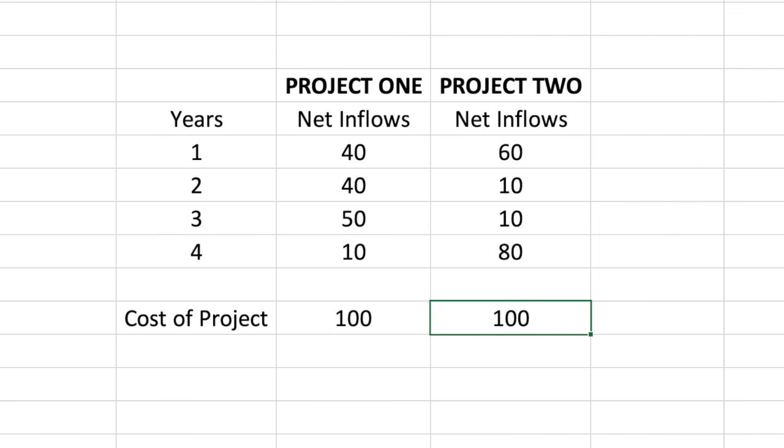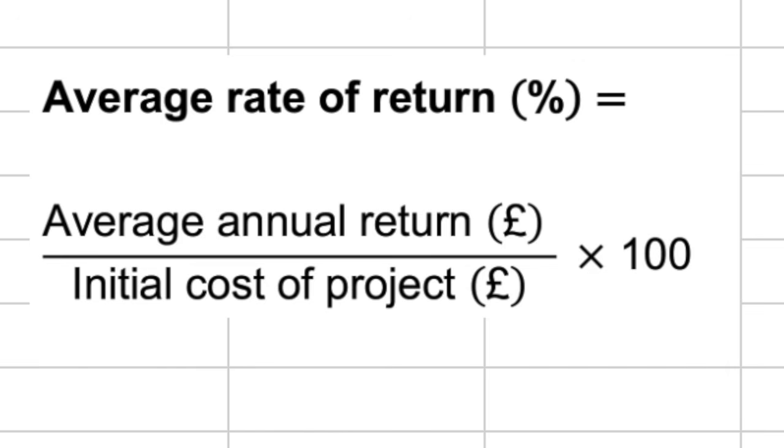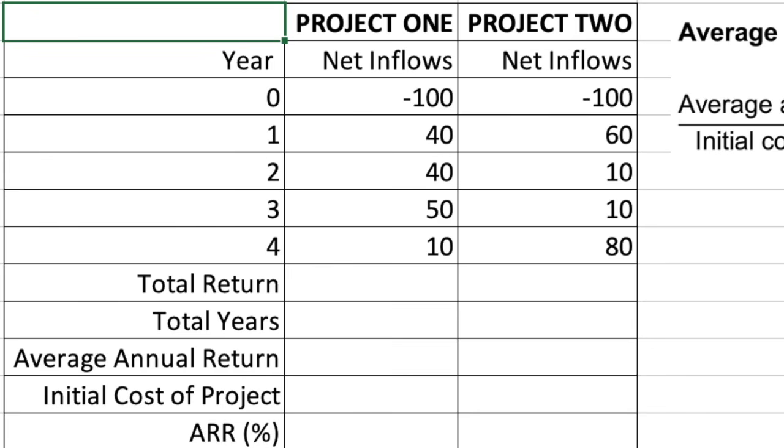Now let's calculate the ARR, the average rate of return based on these numbers. So when we're calculating ARR, the first thing to know is the formula. Key thing to note is the top half of the formula, average annual return. You need to get the total return and then divide it by the amount of years to get the average annual return. So we've laid out all our numbers here.